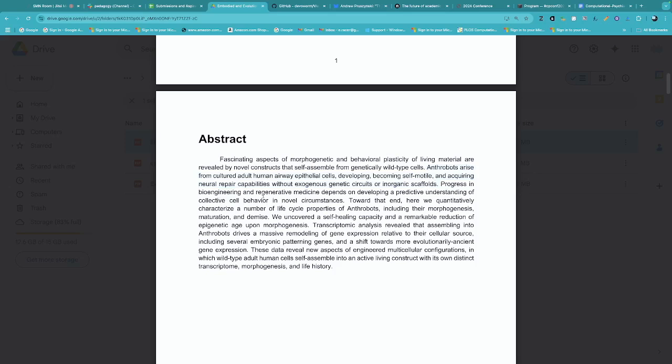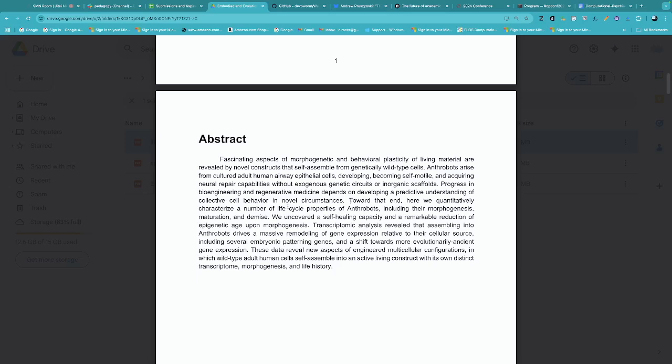Progress in bioengineering and regenerative medicine depends on developing a predictive understanding of collective cell behavior in novel circumstances. So if we want to do bioengineering, regenerative medicine, guide cells to a target, cells have to be precise in where they go. Sometimes we have the luxury of building scaffolds into things, but sometimes we want to have greater control in bioengineering applications. So we want to develop this autonomous behavior in cells, from actual living cells instead of engineering a solution that's inorganic.